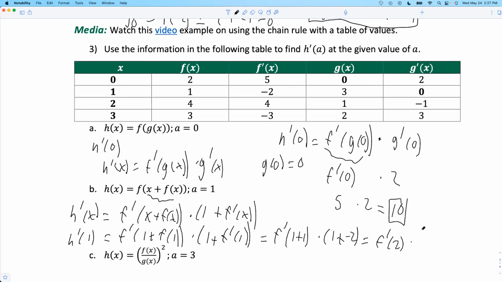1 plus negative 2 would be negative 1. F prime at 2 is 4. So I get 4 times negative 1, negative 4. That's a good place to stop.